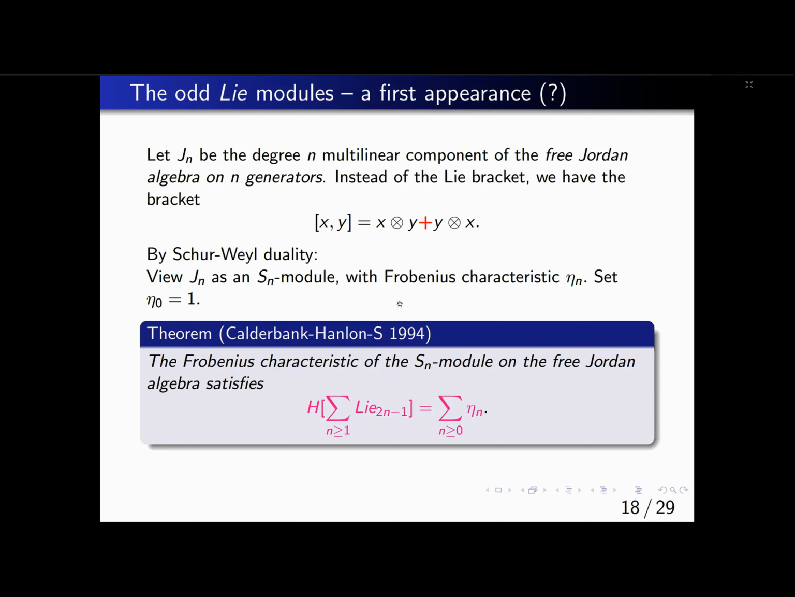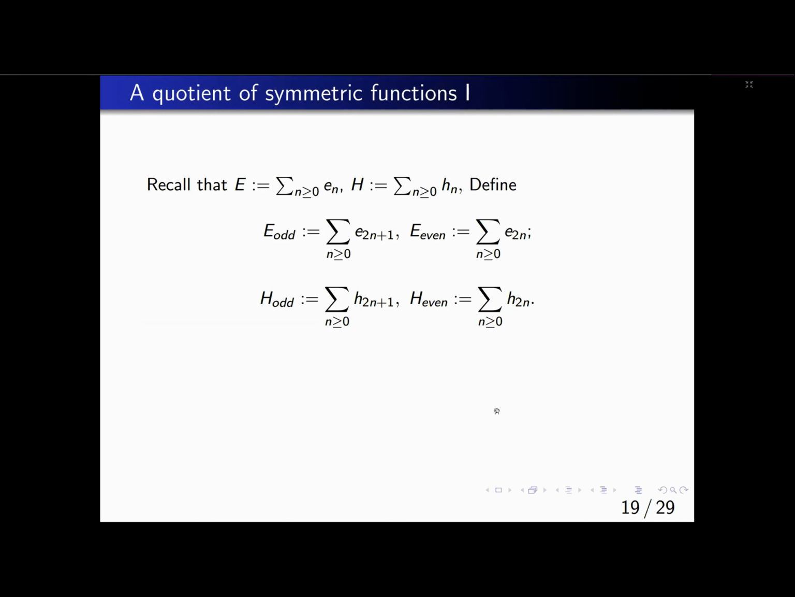And this is an old theorem that I proved with Rob Calderbank and Phil Hanlon when I was at Michigan. The Frobenius characteristics of these free Jordan algebras satisfy this plethystic identity. It's all the H's, but you take a plethysm with only the odd Lies. So just to remind you, if you took all the Lies in here, you would get the entire regular representation. That was Thrall's theorem.